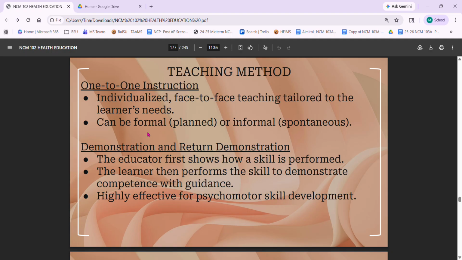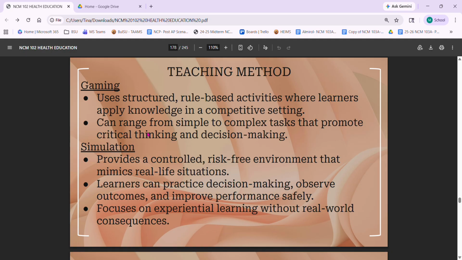Okay, demonstration and return demonstration. So, si educator first shows the skill, ano yung ipa-perform ninyo. The learner then performs the skill to demonstrate competence and guidance, and then highly effective siya sa psychomotor skill development for the teaching method. Okay? Gaming. So, you use structured role-based activities where learners apply knowledge in a competitive setting. Say, quiz bee can range from simple to complex tasks that promote critical thinking and decision making.